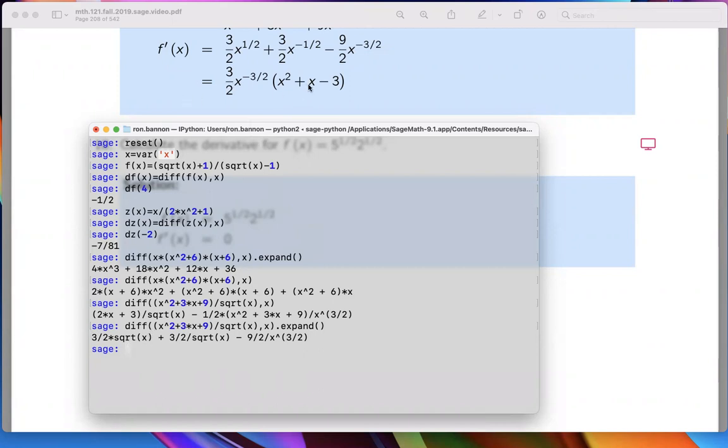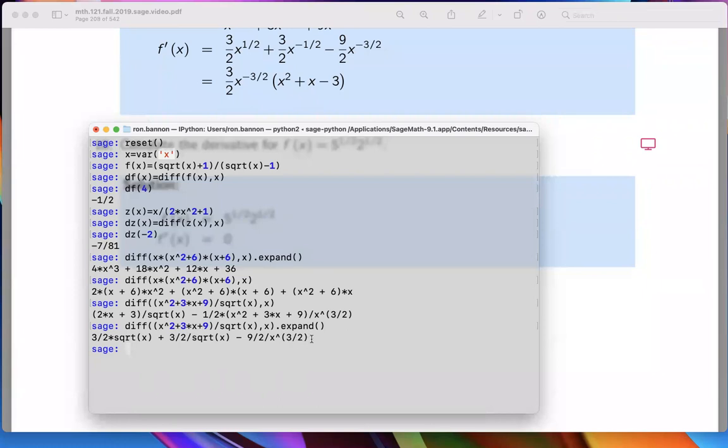And what's this thing times the second term? Well, it's going to be 3 halves. And then what would you get? You would get x to the minus 1/2. Well, I'm seeing that in the second term. What do you get for the third term? Minus 9 halves. And then you get x to the 3 halves in the denominator.